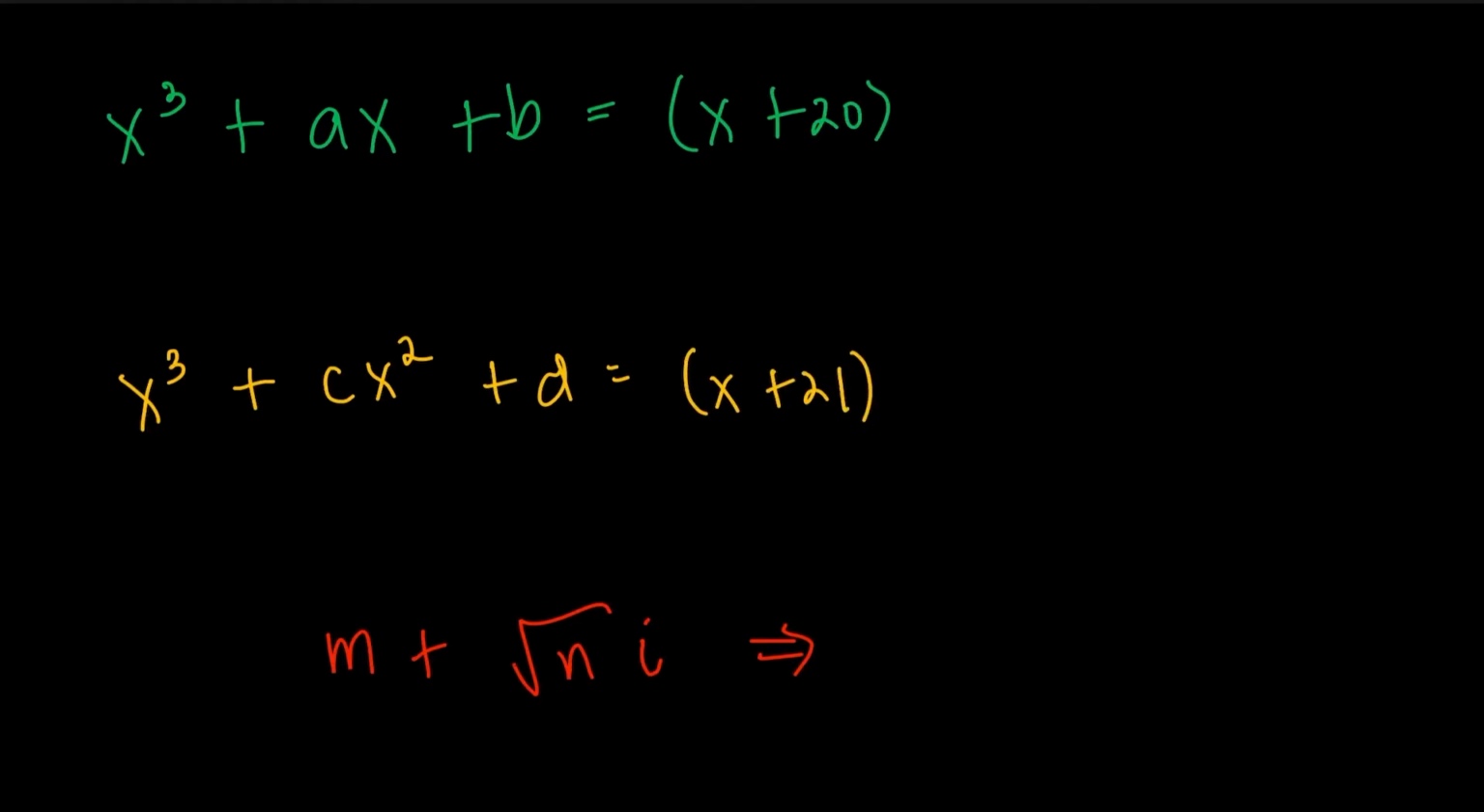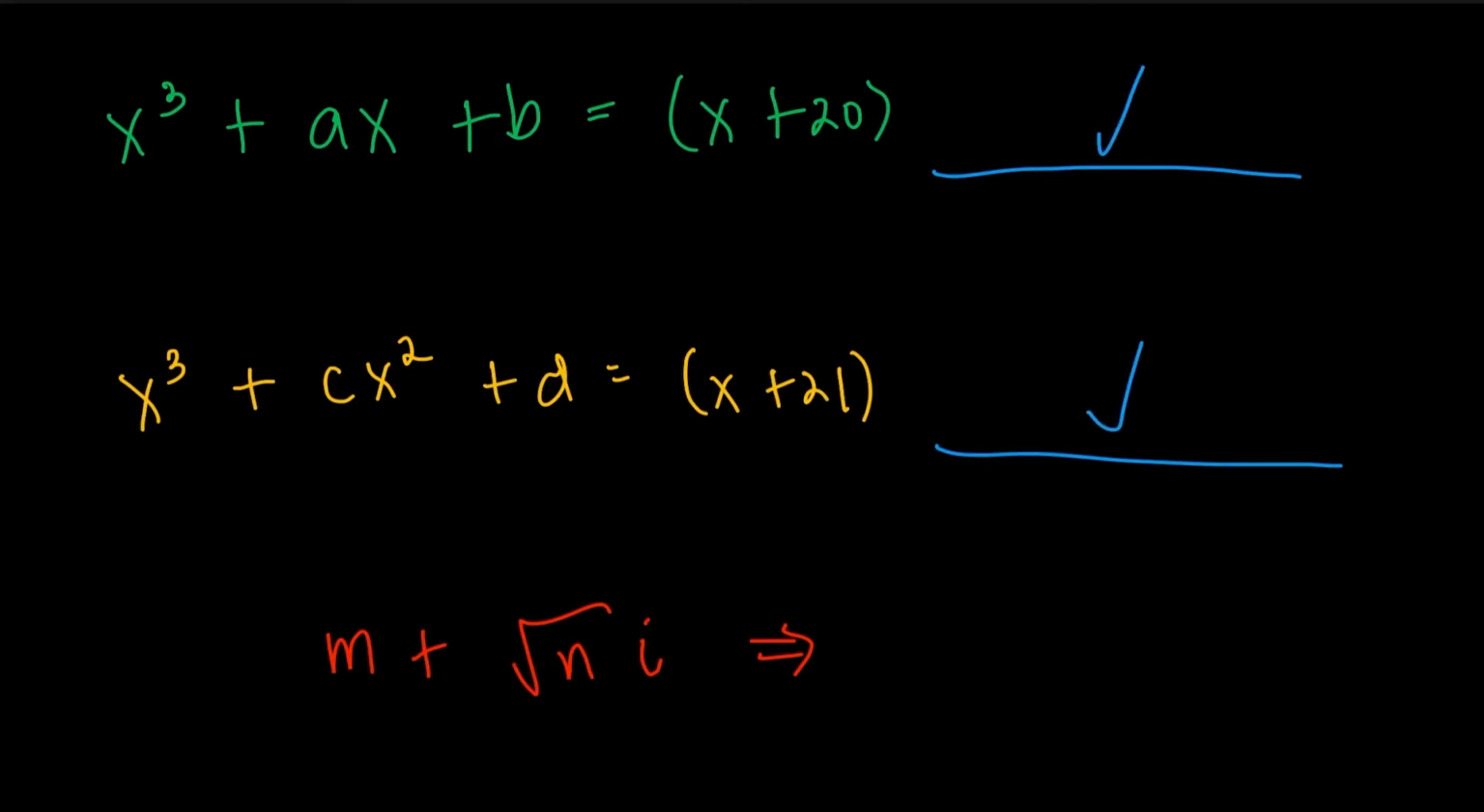Now, the remaining factor must be quadratic, because we do have a cubic and we were able to factor a linear factor out, so those two terms here must be quadratic. Now, let's try to use the rule of quadratic surds, because we do know that m plus the square root of n times i is a root to these two equations. In fact, it should be a root to the quadratic here.